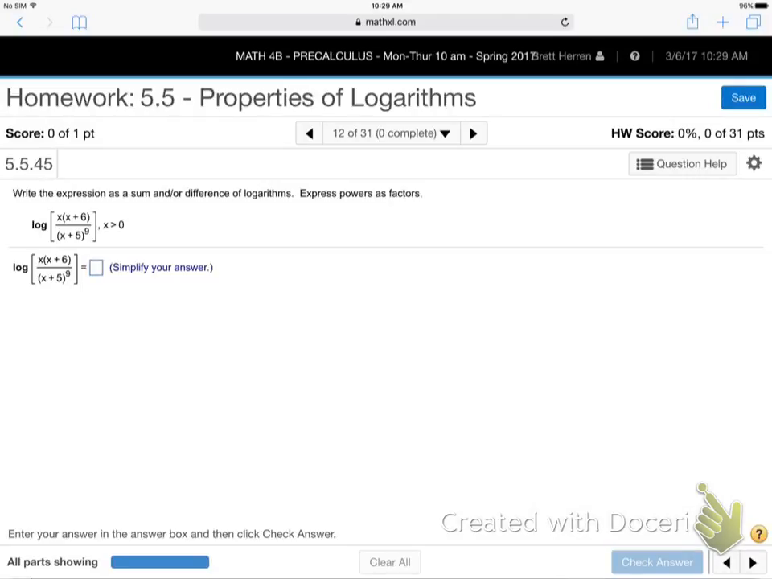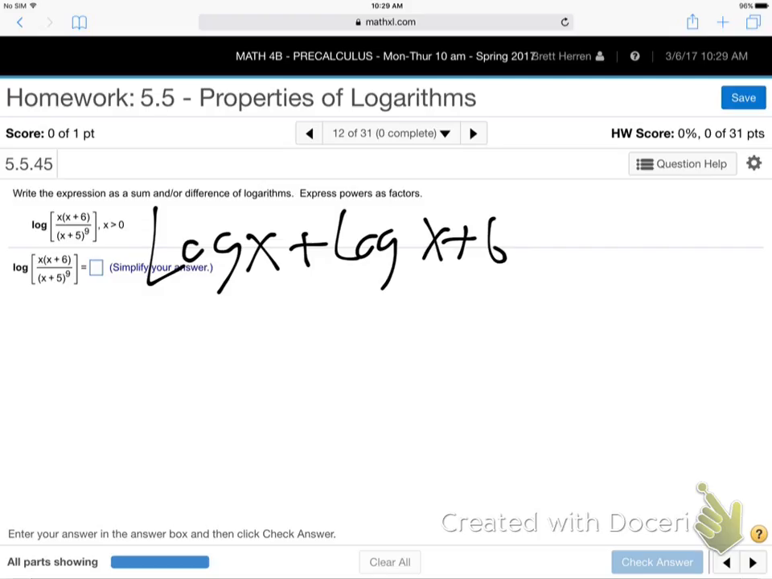All right, so I'm just going to basically break it into 3 things. The stuff that's multiplied on the top becomes added, right? The x and the x plus 6. So it's going to be 3 logs. So it's going to be log x plus log of x plus 6. And I do have to parenthesize that, so I know it's all plugged into the toaster.